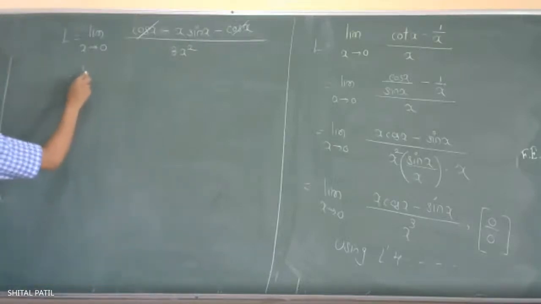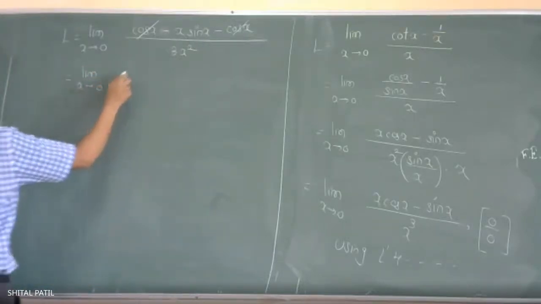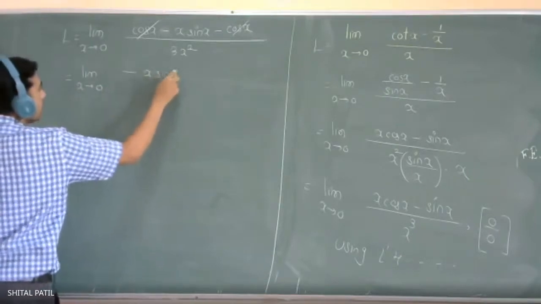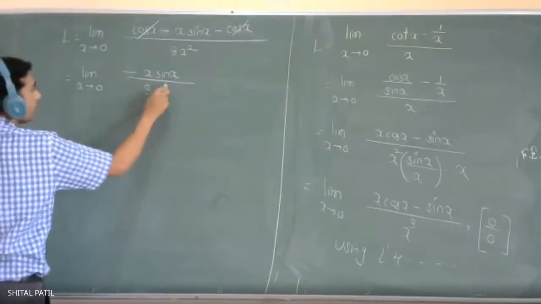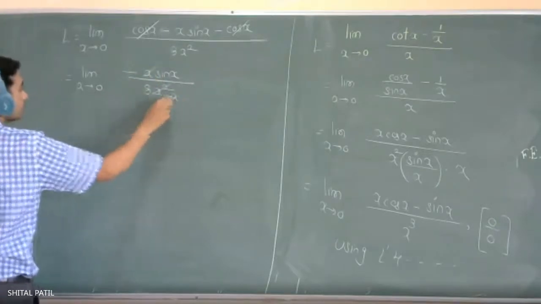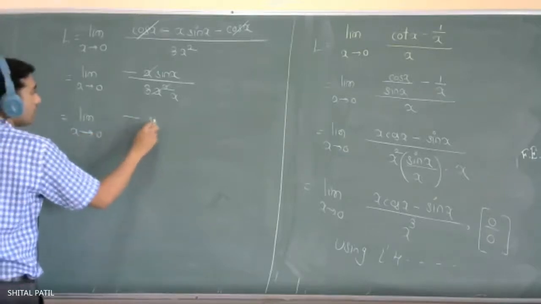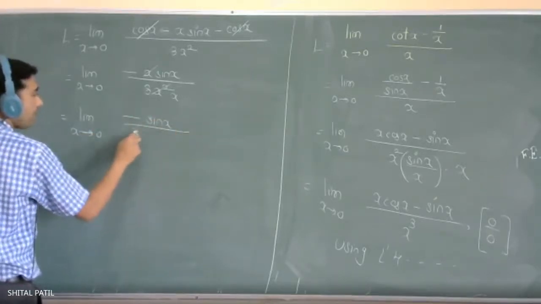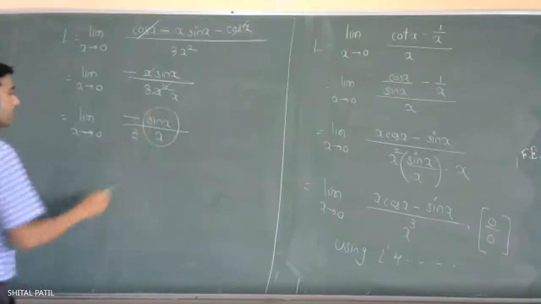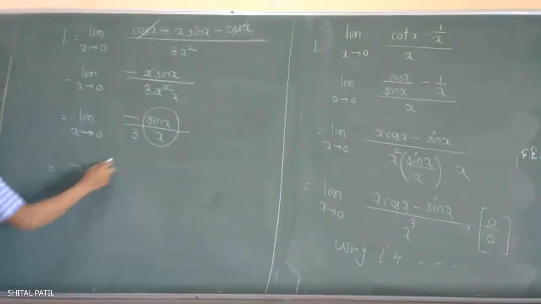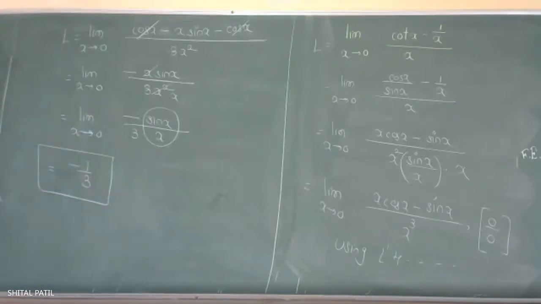So limit x tends to 0 of minus x sin x divided by 3x square. Again I can cancel one x. So limit x tends to 0 of minus sin x by 3x. What is sin x by x? 1. So the answer is minus 1/3. Is everyone getting it? Understood? Next example. Clear?